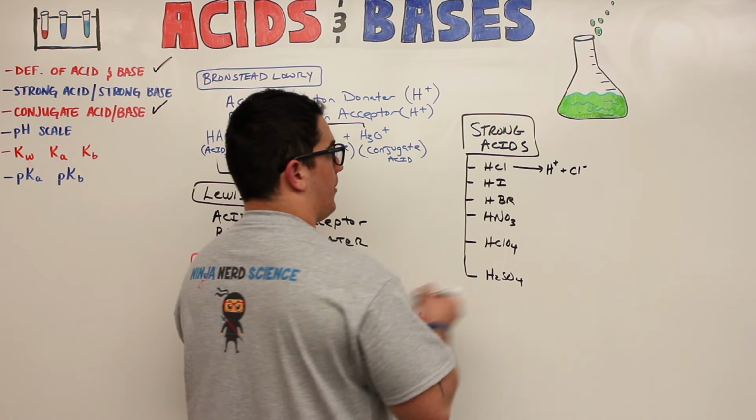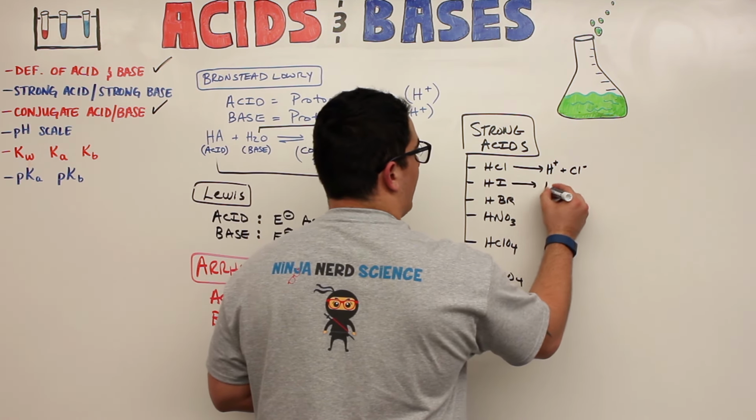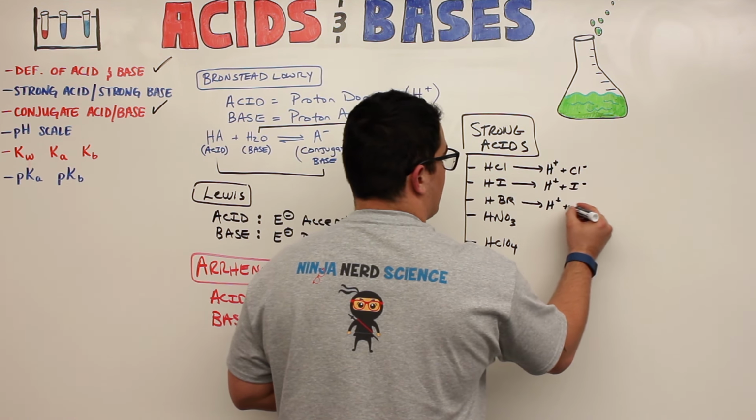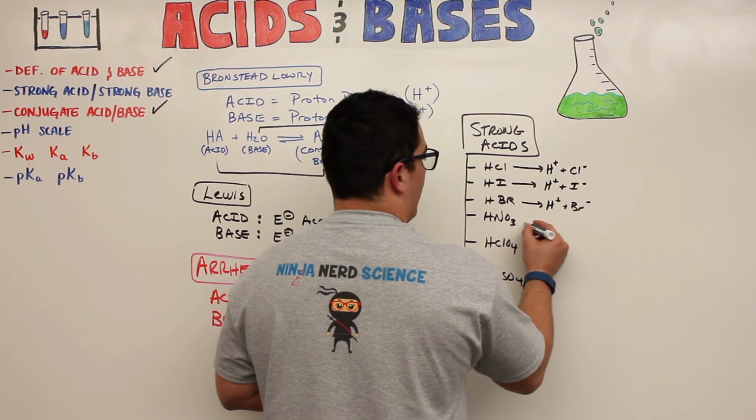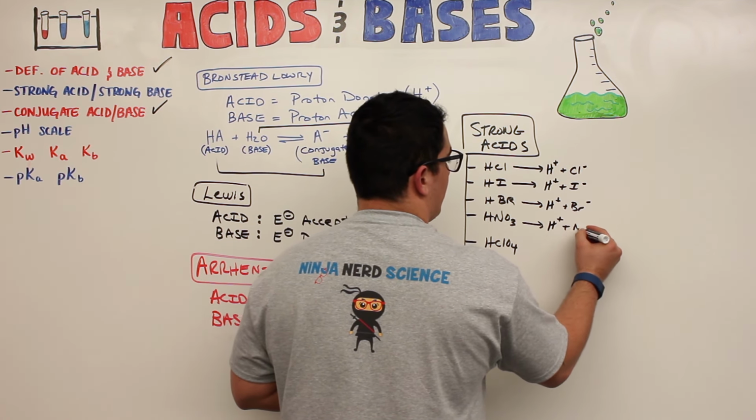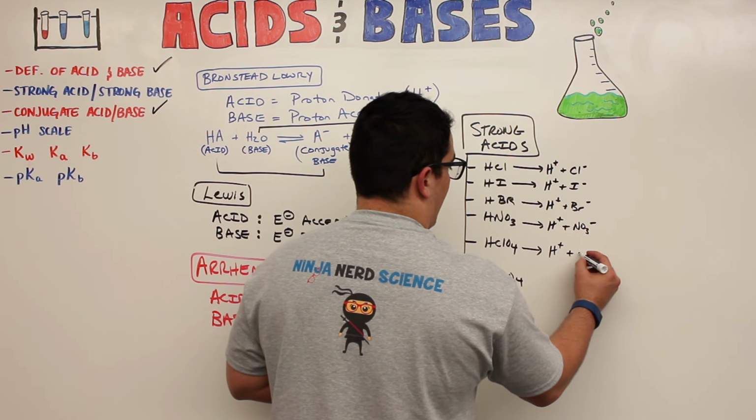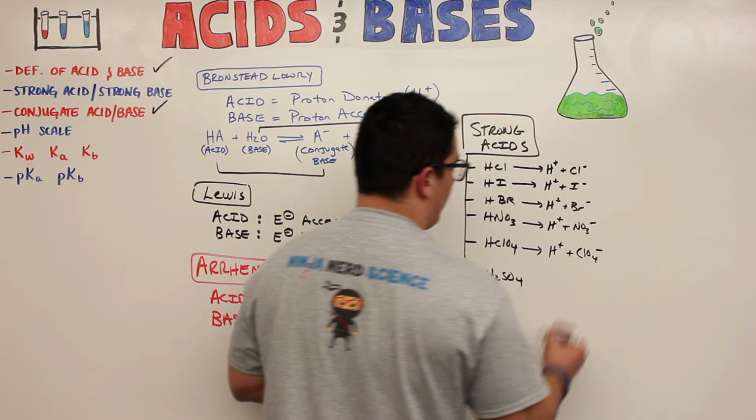So what would this one look like? HI would give way to H+ and I negative. HBr would give way to H+ and Br negative. HNO3 would give way to H+ and nitrate. HClO4 would give way to H+ and ClO4 negative.